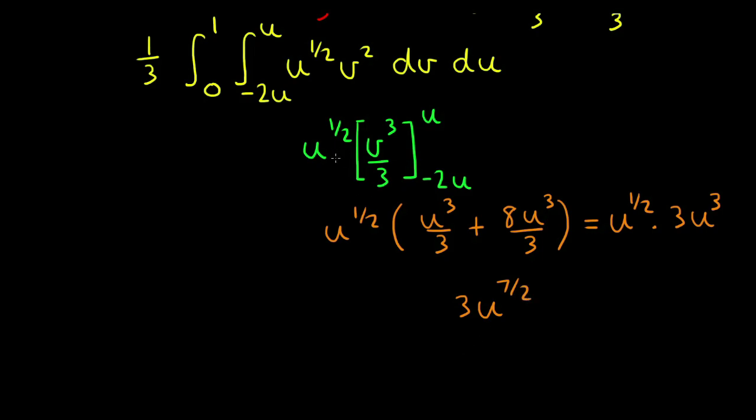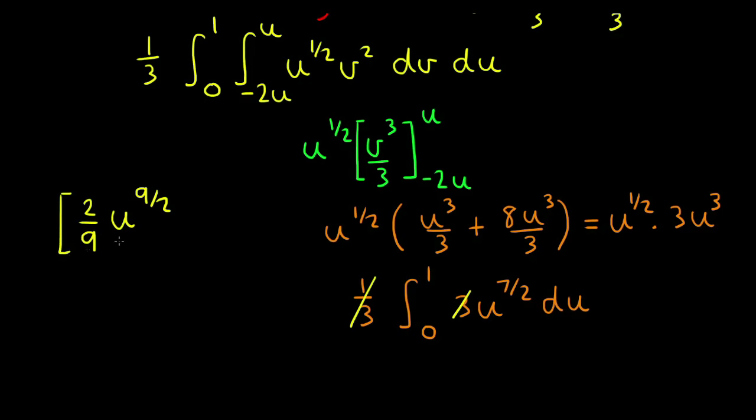And then we integrate this from u equals 0 to 1 and multiply by the Jacobian. So if we take the 3 outside the integral, we cancel this out. And then integrating u to the 7 on 2 gives u to the 9 on 2 on 9 on 2, evaluated at u equals 0 and 1, which is equal to 2 on 9.